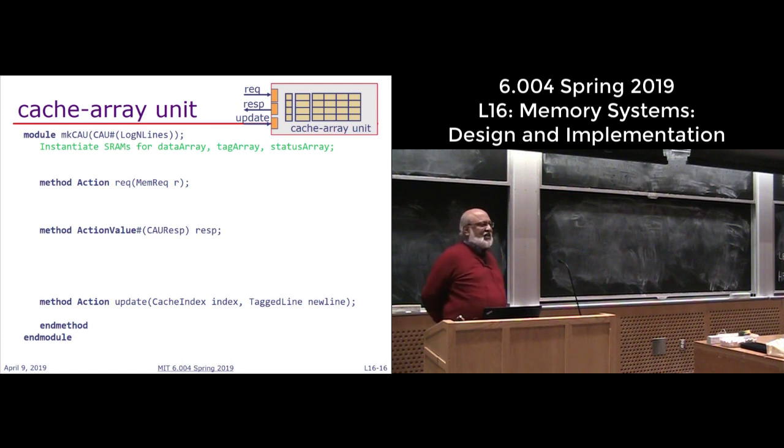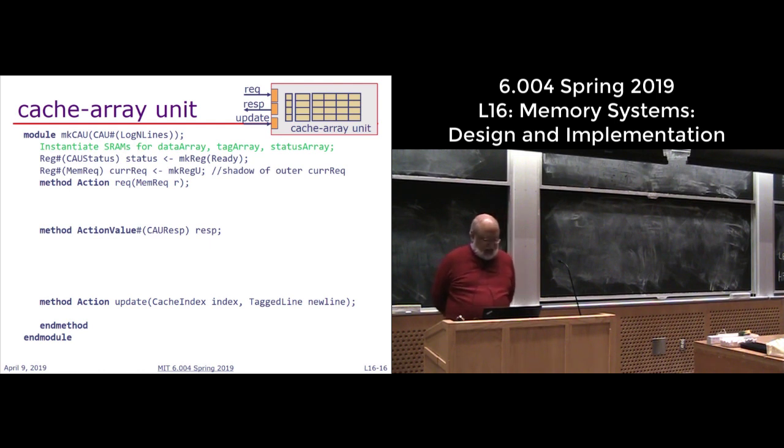You have to instantiate three different SRAMs. They are all of the same height, because if you are making a cache of n lines, then you have to have n everywhere in this array. All right. Now, this is the initialization status. Initially, it's ready to go. And the current request will be whatever request is being processed. I'm just shadowing, because this was already available to me outside. I'll just copy this value from whatever request was being processed outside.